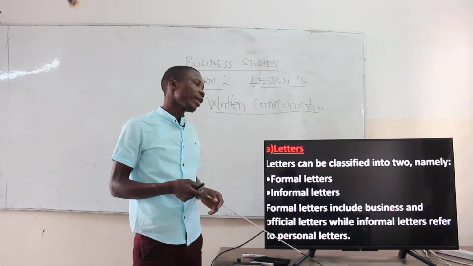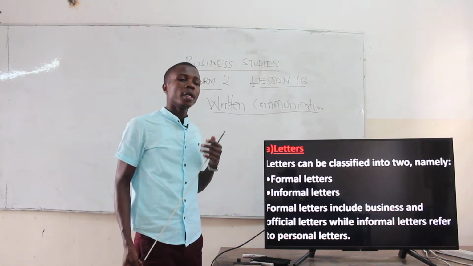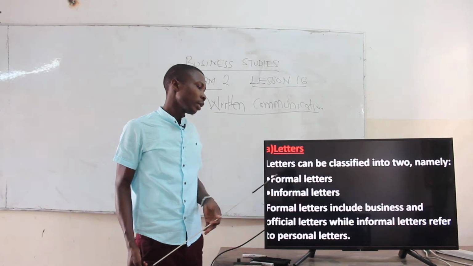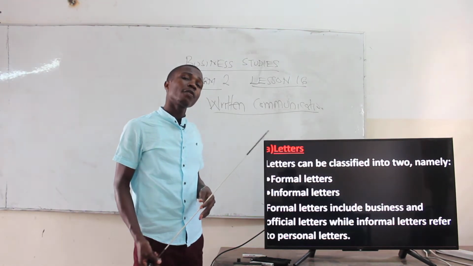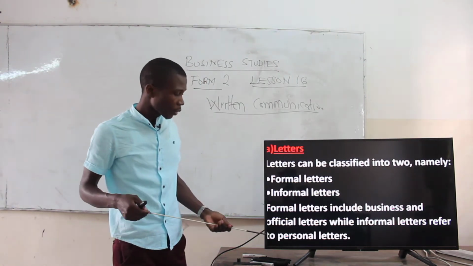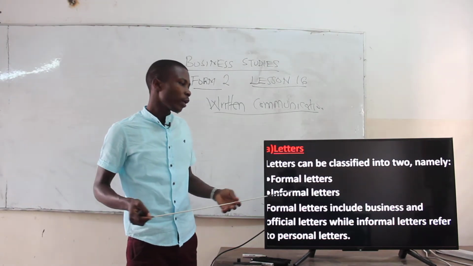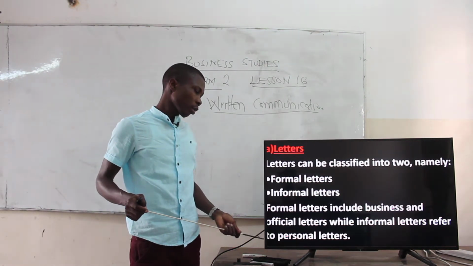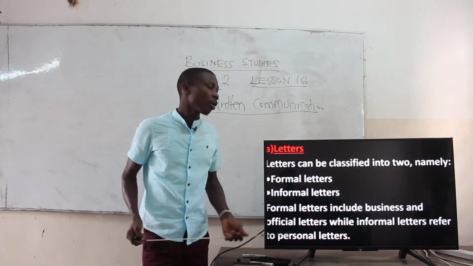So let's start with the letter. A letter is an example of written communication. Letters can be classified into two, namely formal letters and informal letters. Formal letters are for official letters, and the informal are for friends. It's not official, it's the opposite. So the formal letters include business and official letters, while the informal letters refer to personal letters. You will be taught this in English as a discipline on how to write them.